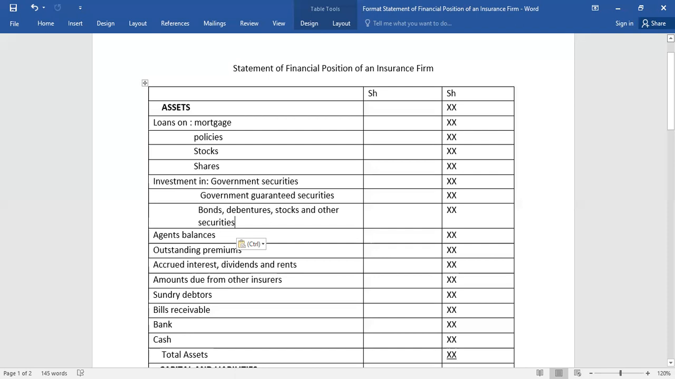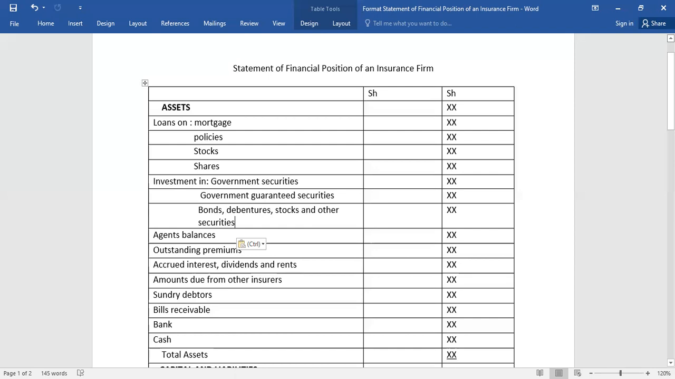Prepaid expenses are being treated as assets. Prepaid income are treated as liabilities. Accrued expenses are being treated as liabilities. Kindly note that. Then you have the amount due from other insurers. We have the bills receivable, sundry debtors, bank, cash. That will give us the total assets.